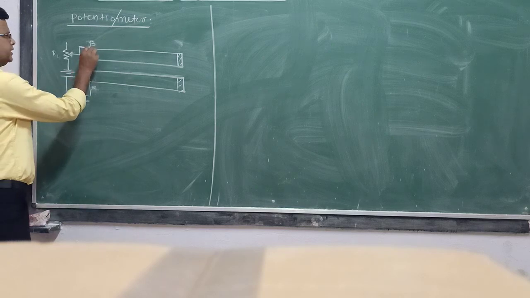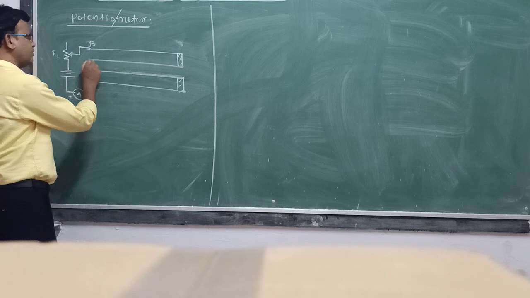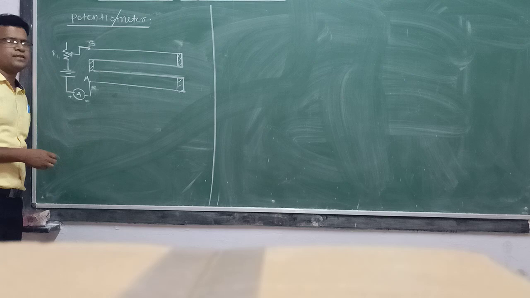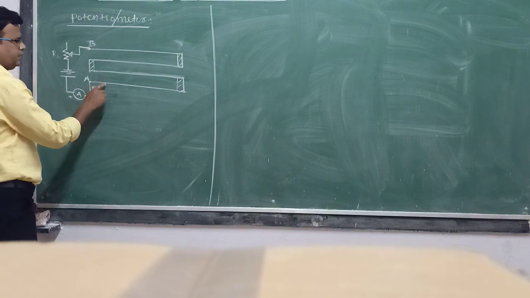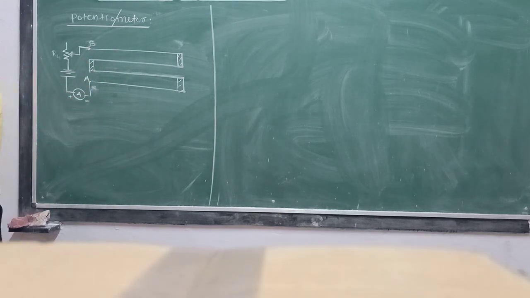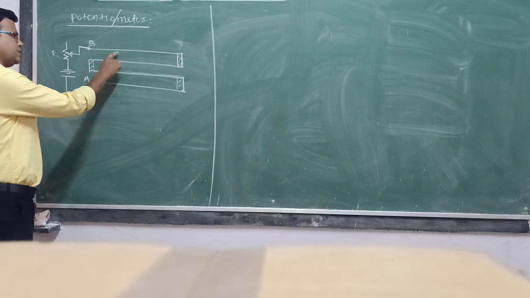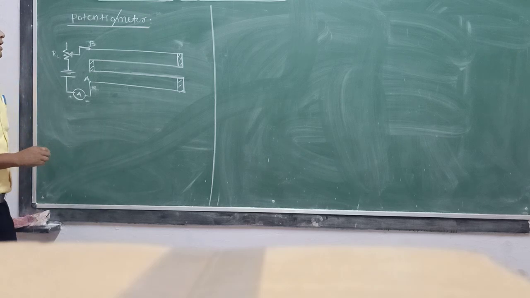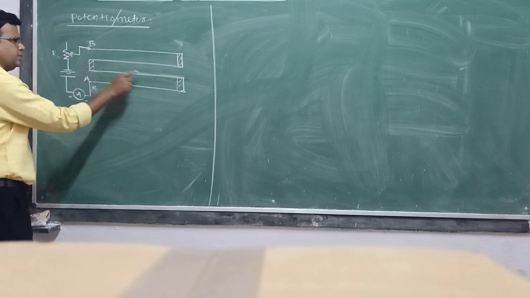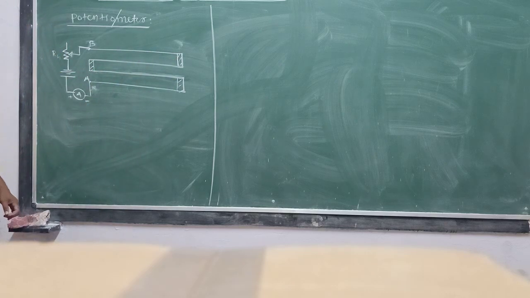Now in this potentiometer, from end A to end B, the cross section area of the wire is uniform. Second, the whole wire is made of the same material, hence the resistivity of the wire is also the same. Next, all the 4 wires are connected in series with the help of the metallic strips. With the help of the rheostat, we maintain a constant current in this circuit.